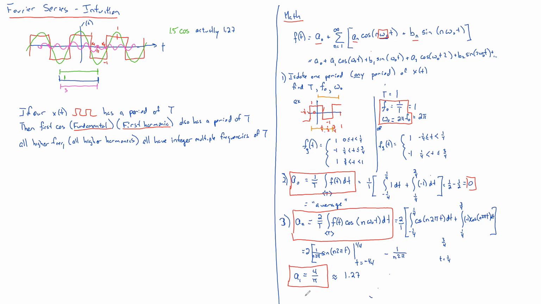Okay, and you need to also know how to figure out your b sub n's. I'm not going to work out the math. It's very similar for that. Your b sub n in general is the exact same thing as your a sub n, except you're going to use sine. And so this is the key formula to keep from that.